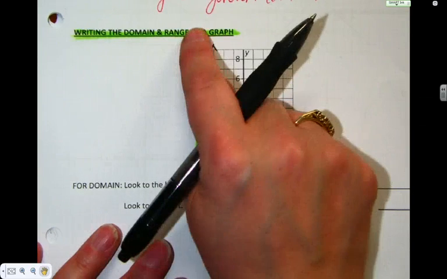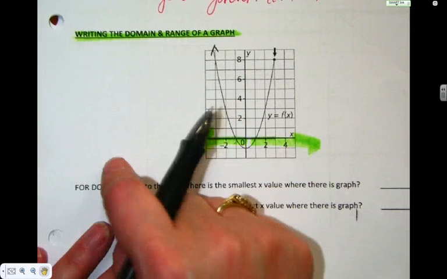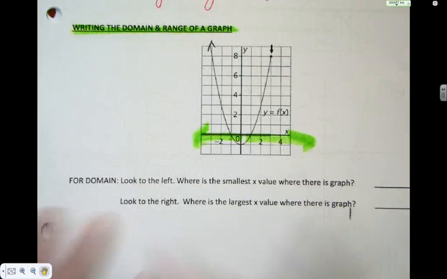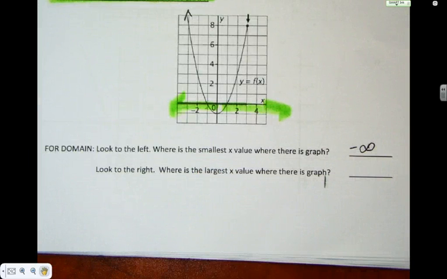Would there be a value at -5? Would there be a value at -10? Would there be a value at -100? So what do we say the smallest possible value for this graph would be? So what's the smallest possible negative value? Negative infinity. That would be the smallest possible X value for this graph.